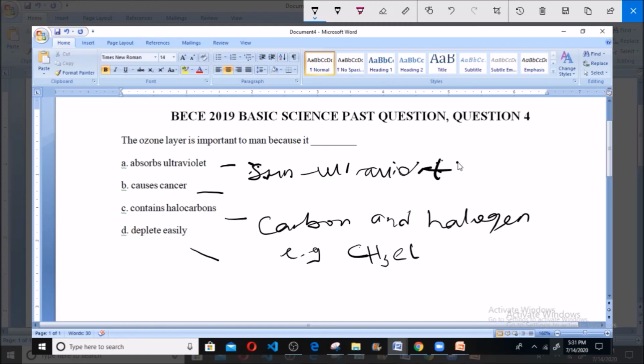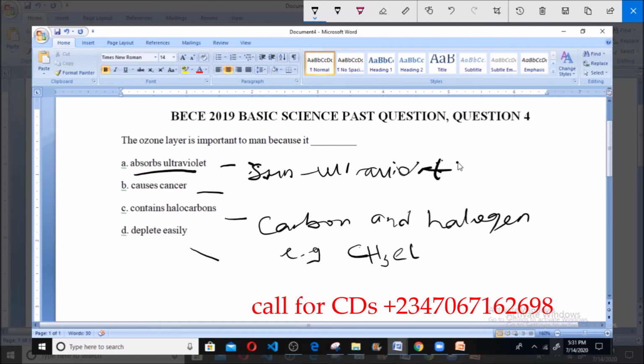So from the options, A says absorb ultraviolet rays. You see that A is correct because the ozone layer helps to absorb these ultraviolet rays that tend to cause cancer or tumors in the human body. So the final answer here is absorbs ultraviolet ray, which is A.